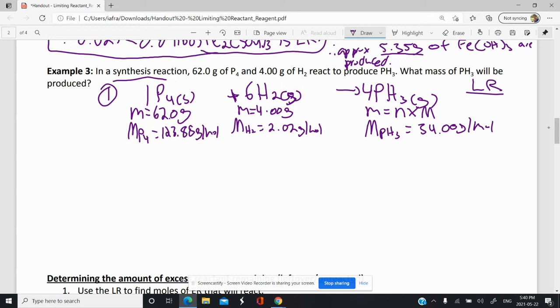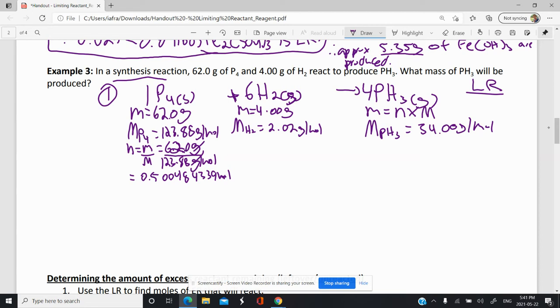So we need to convert everything here into moles because remember, when we're finding limiting reagents and you want to do mole ratios, you need moles. You can't use mass ratios. So the moles here is going to be mass over molar mass, which is going to be 62.0 grams over 123.88 grams per mole. Cross out the grams and we get 62 divided by 123.88. We get approximately 0.500484339 moles of the P4.